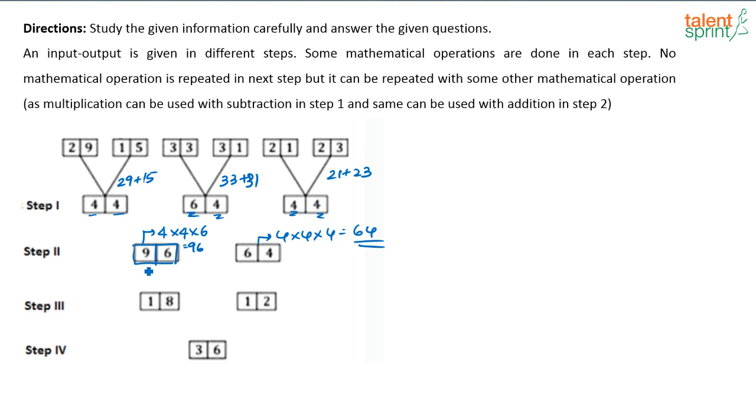Step 3 again is a bit different. Here you have 9. So what we are doing here is 9 into, what is 6 minus 4? What is the difference between these two numbers? 6 minus 4 is 2. So 9 2s are 18.